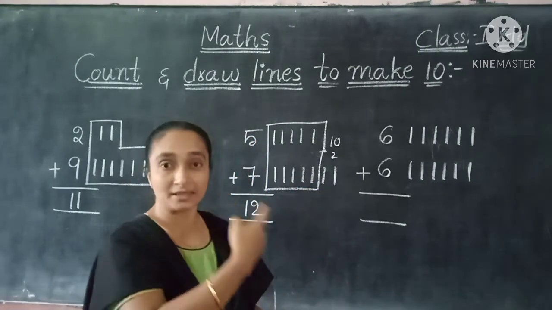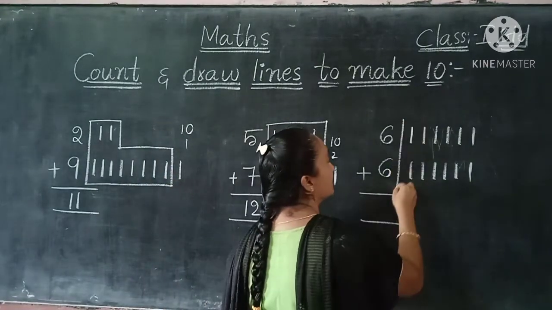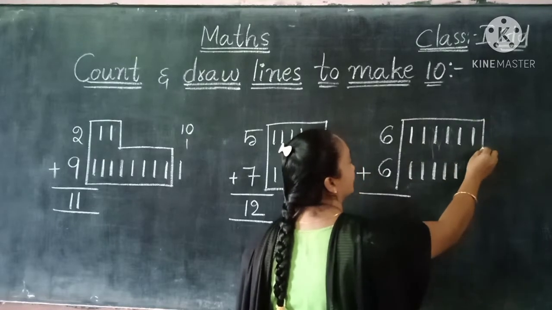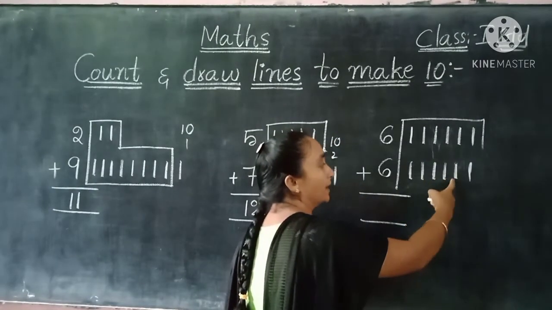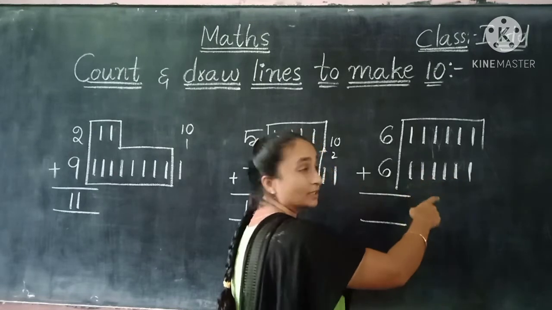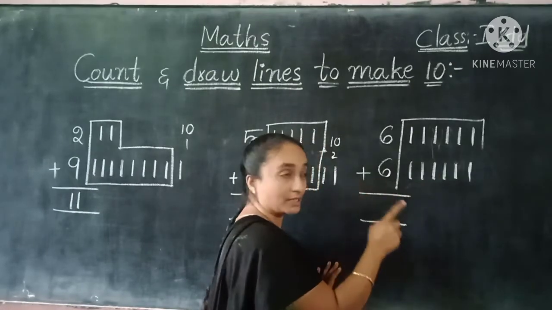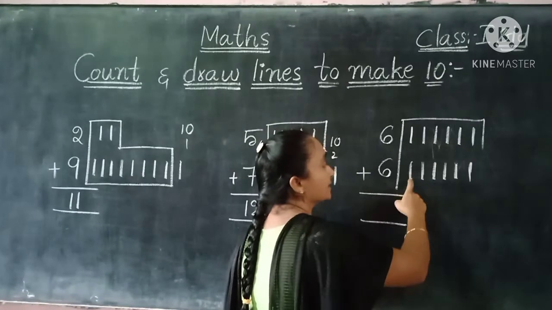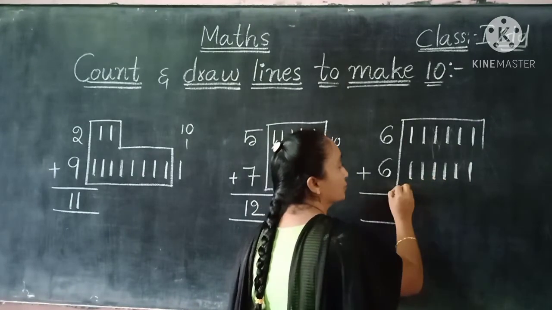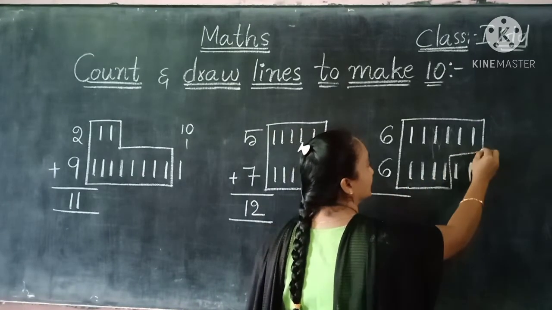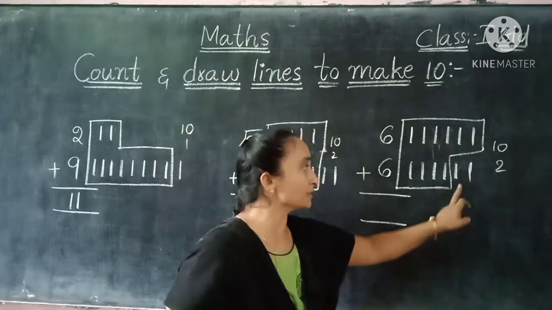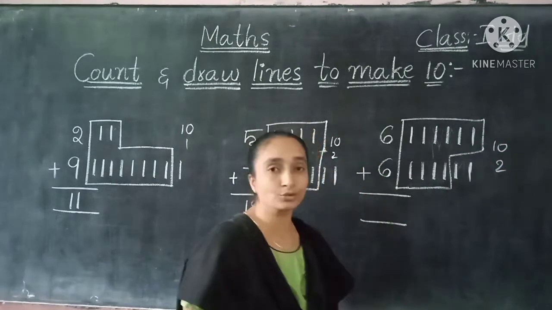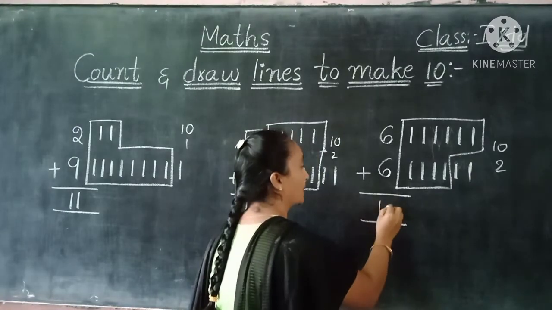Now we should make it as a 10. Let us make a 10 here. So 6 already are there, 7, 8, 9, 10, 11. So here also with the 6 we have to make only 10. Already here 6, 7, 8, 9, 10, up to here 4. Now here also again 10, and again we are remaining lines of 2. 2 lines are there. 10 plus 2, 12.